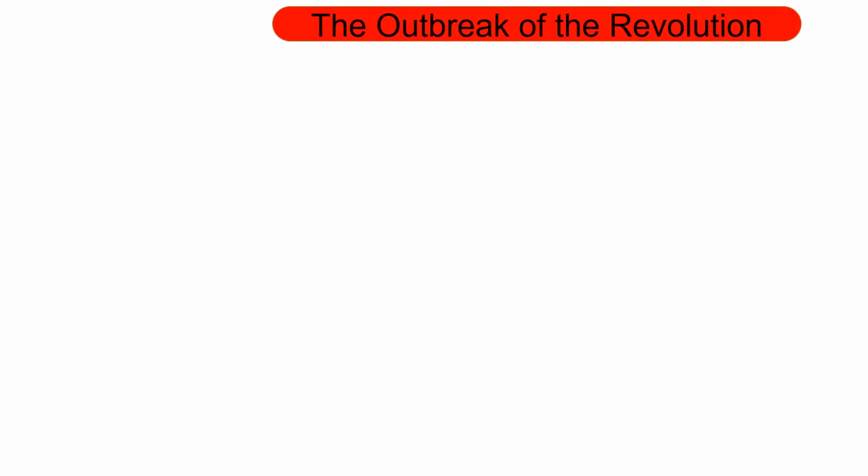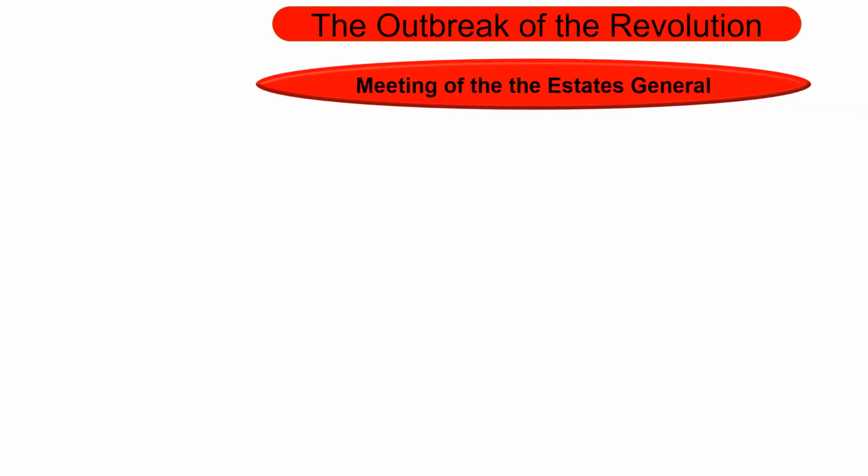The outbreak of the revolution started with the meeting of the Estates General. So let's start first. What is the Estates General?